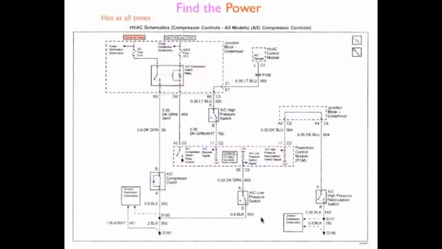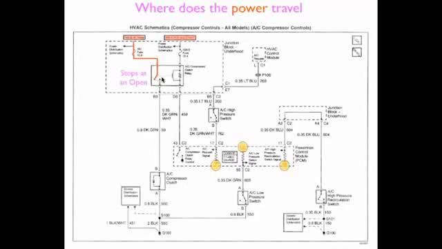Now we need to find our power. The first one is hot at all times, and the second one is hot in the run and start position. Now we also have three powers down inside the PCM. How does this power travel? Well, the first one is hot at all times, so it's going to come down and stop at an open. The second one, which is switched power, comes down and passes through the coil, because the coil has continuity. It won't go through this resistor because it's going to change at that resistor, but it's going to pass on down and then it's going to stop at an open.